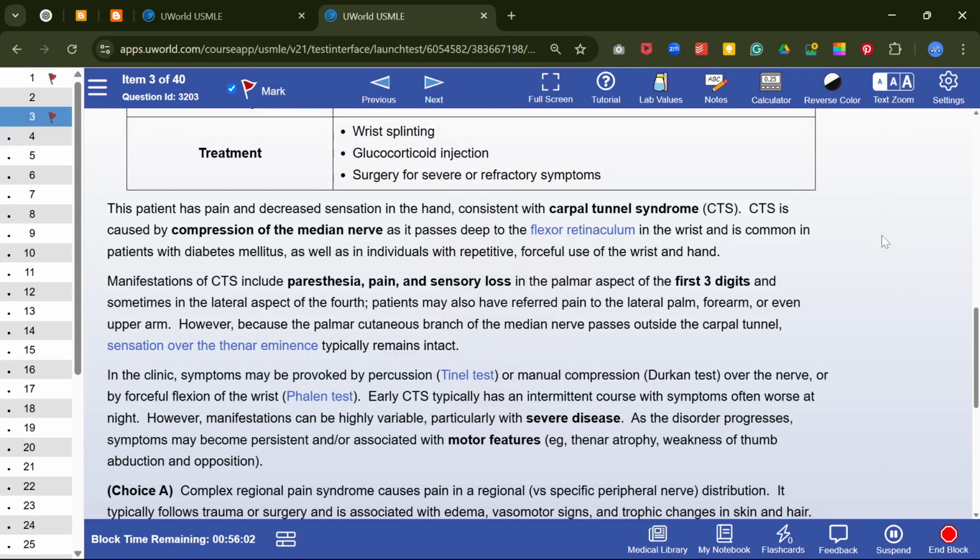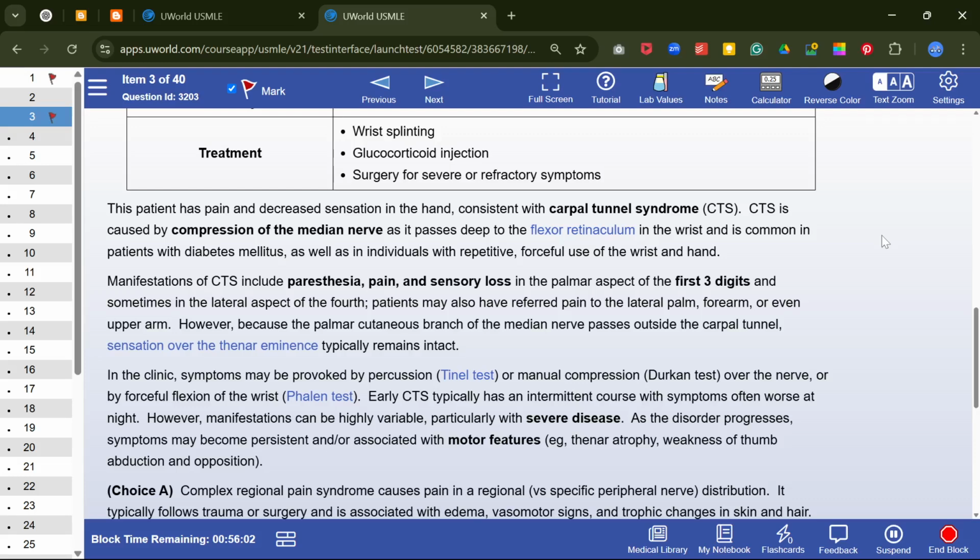It is common in patients with diabetes mellitus, and in individuals with repetitive, forceful use of the wrist and hand. Manifestations of CTS include paresthesia, pain, and sensory loss over the palmar aspect of the first three digits, sometimes the lateral aspect of the fourth.